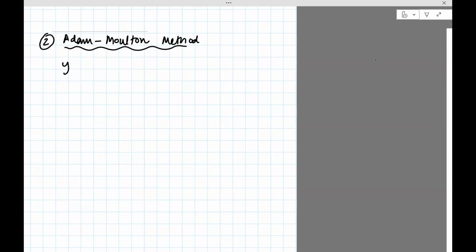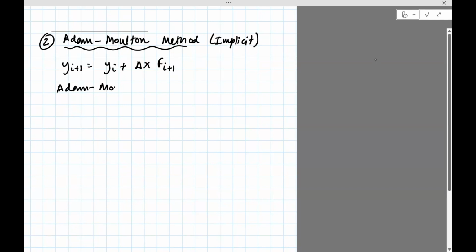So the simplest one is i plus 1. And by the way, these will be implicit. And I'll tell you what implicit is just in a bit. So y_{i+1} is y_i plus delta x f_{i+1}. So this is Adams-Moulton order 1, or Adams' first closed formula.